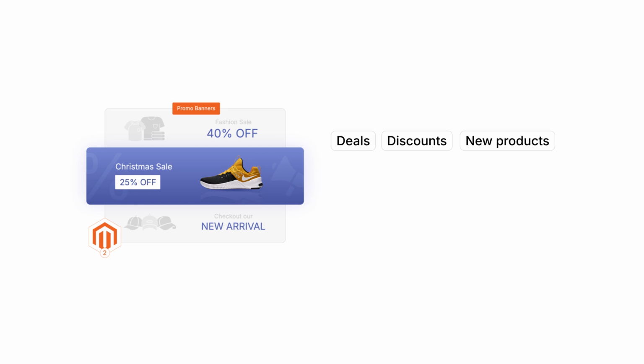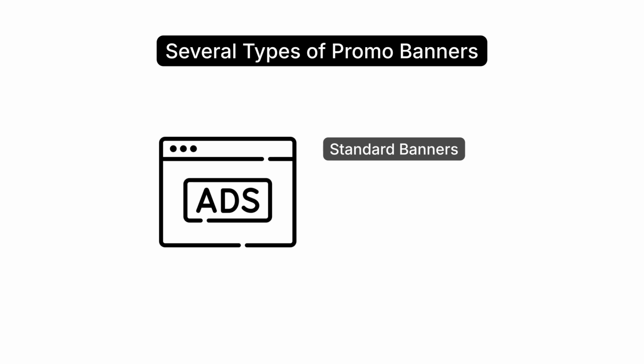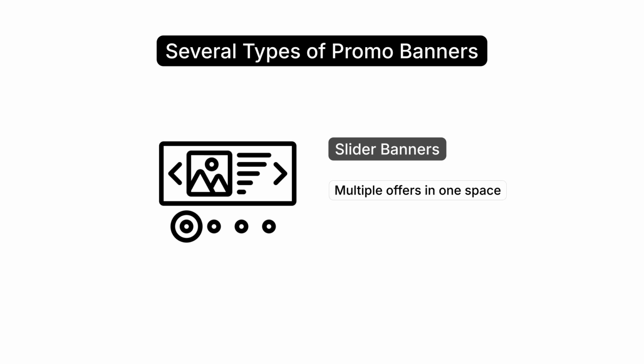These eye-catching elements guide customers toward action, like making a purchase or exploring a sale. The best part? They're easy to set up and highly effective. There are several types of promo banners you can use in Magento 2. Standard banners are simple and static, great for announcing sales like 25% off. Slider banners rotate through multiple offers in one space, ideal for showcasing various deals.